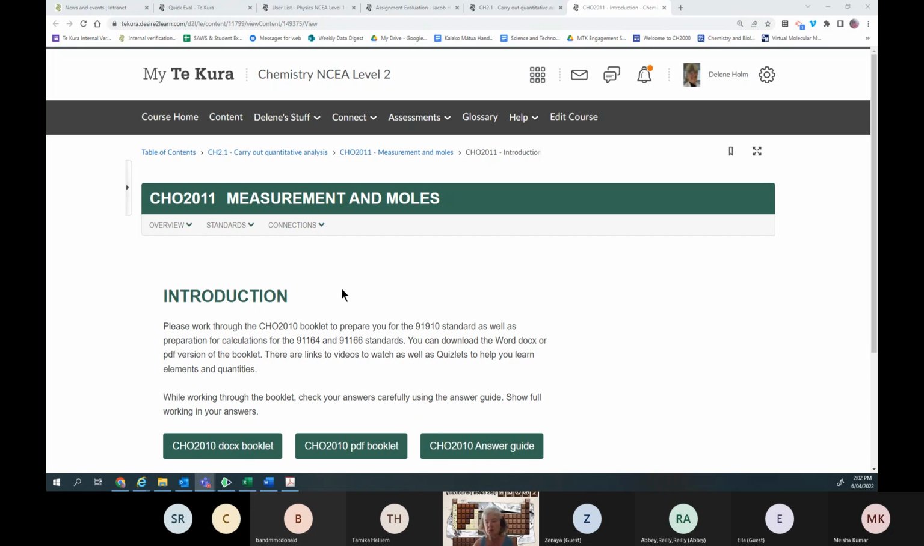You don't work through the modules. As you can see, the title of the standard is different. The standard has changed, so work through the booklets. You only go to the modules to get the booklet or to get the teacher marked assignments.